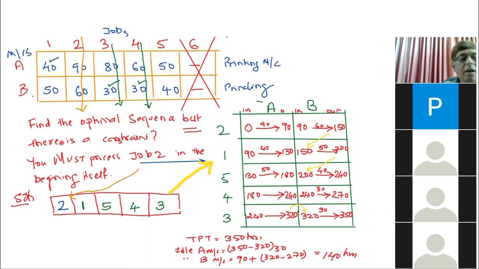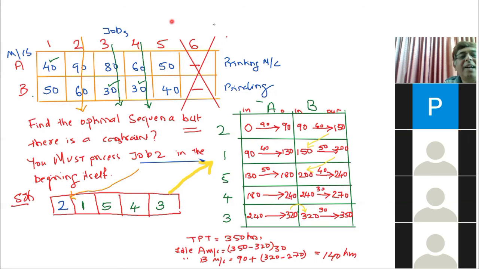Okay, now please solve the same problem with the constraint. Please write down the problem. Solve the above problem of 5 jobs and 2 machines. But the constraint is that job 2 has to be processed last of all.